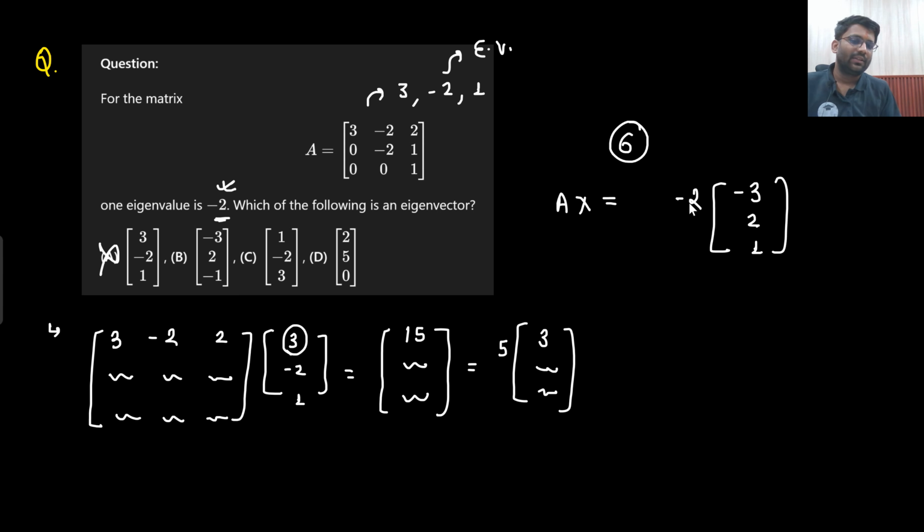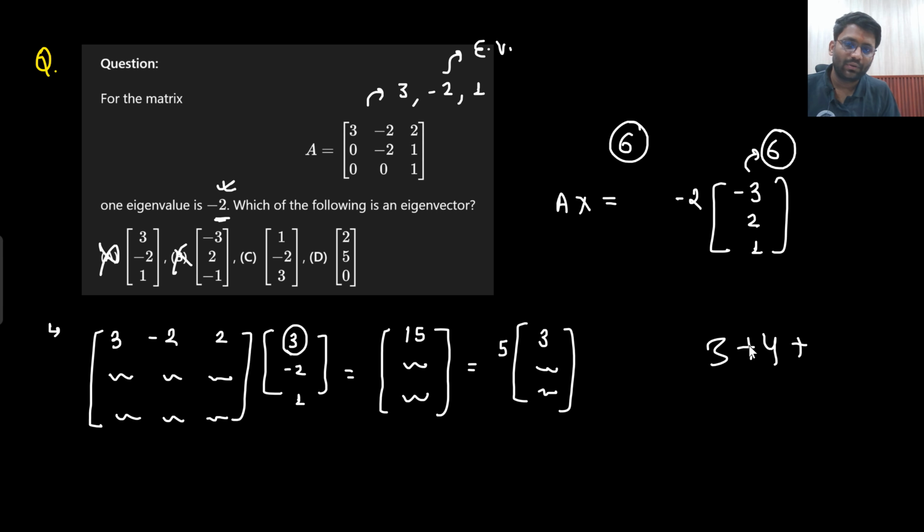Ax equals lambda x. So the first value I would want to be 6. So if I multiply this first row with first column, I would want the value to be 6. Am I getting that value? 3 into 3 minus 9 minus 4? No, absolutely not. Go. What about 3 into 1, 3 plus minus 2 into 2, 4.